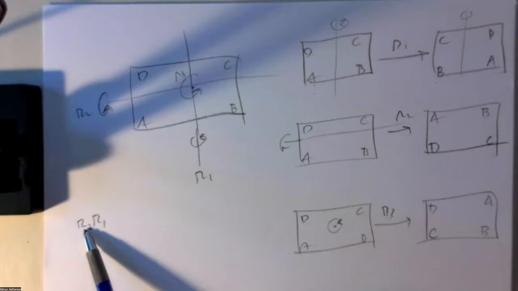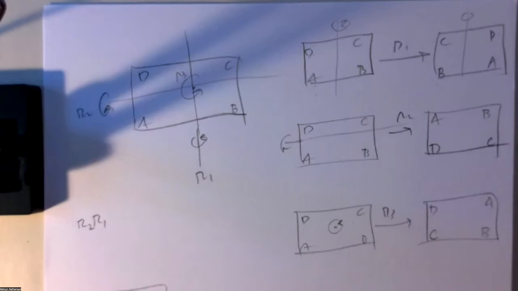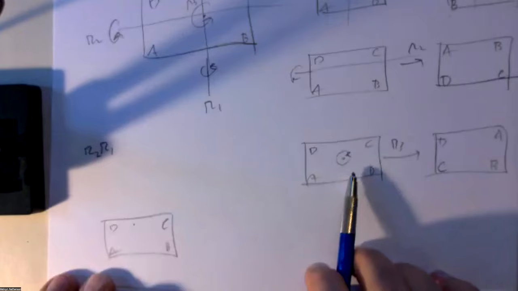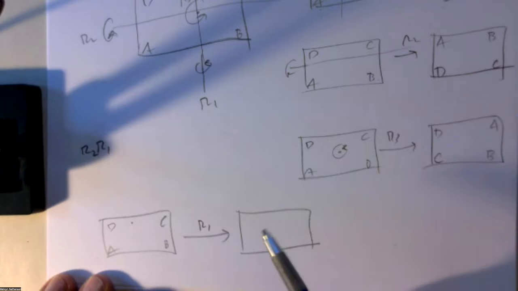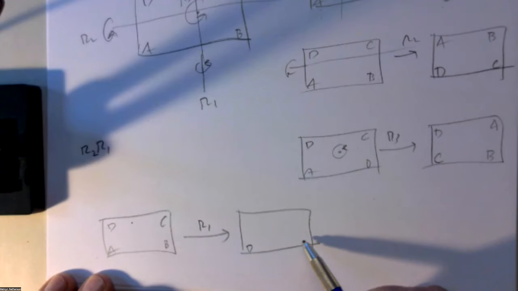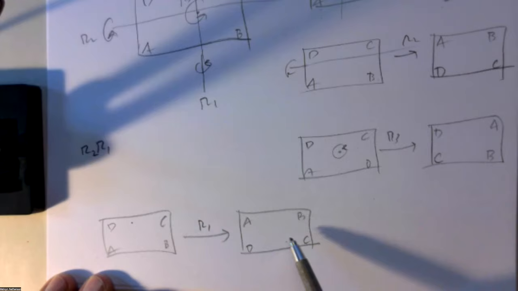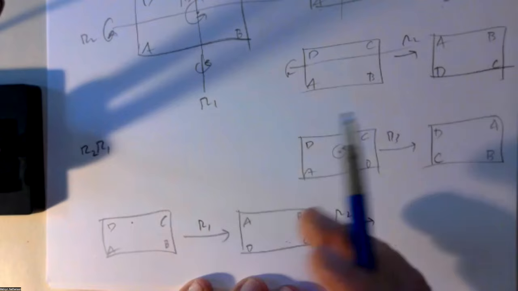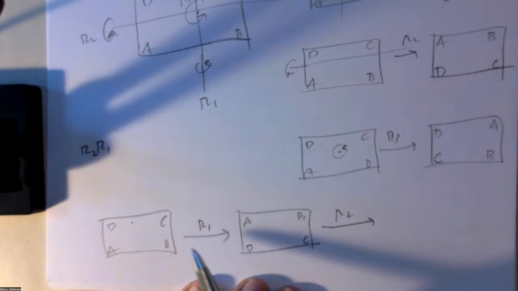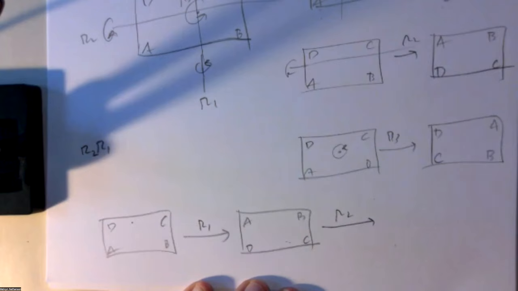So if I take my rectangle A, B, C, D, and I apply R1 to it, this is the flip around the horizontal axis. So the top goes to the bottom, and the bottom goes to the top. And then to this rectangle, I apply the rotation R2. R2 is a flip. I'm sorry, I did this backwards. R1 is flipping the vertical axis.